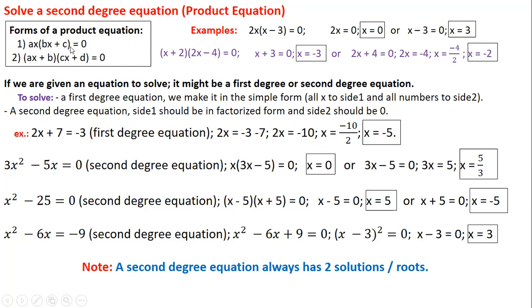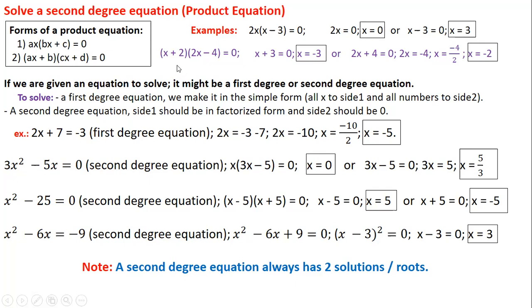This form is the first one, a monomial multiplied by a binomial equal to 0. How can we solve it? So either 2x is equal to 0, then x is equal to 0, or x minus 3 is equal to 0, then x is equal to 3. Always a product equation or a second degree equation has two solutions, and I put my solutions inside a box.